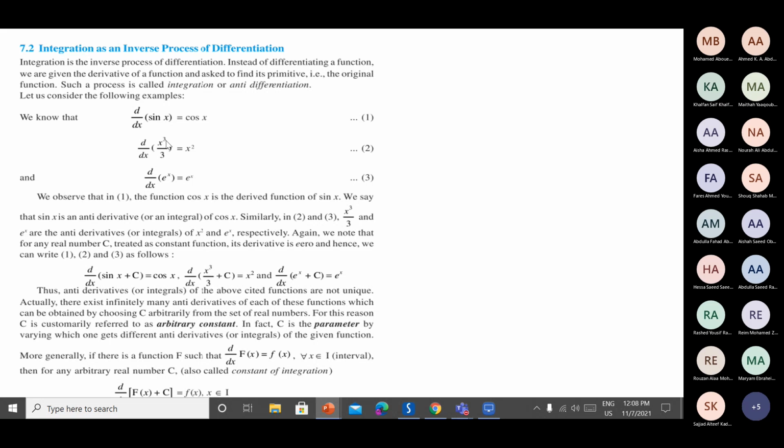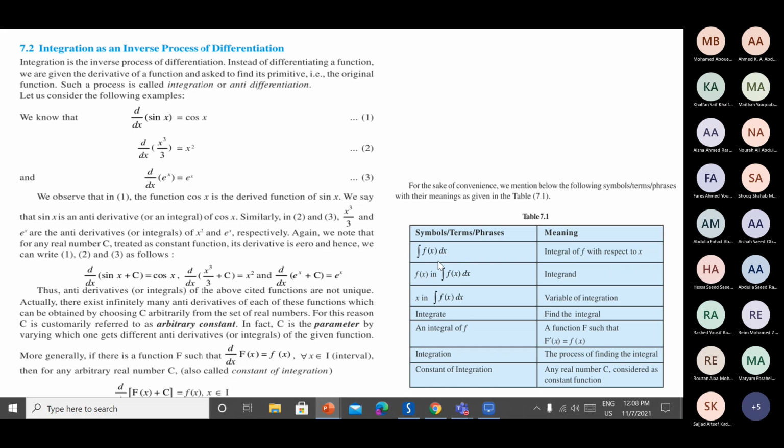So the derivative of x cubed over 3 is x squared, and the integration of x squared will be x cubed over 3. So you add 1 to the power and divide by the new power. We know the derivative of e to the x is e to the x. So the integration of e to the x is e to the x, right? So this is the first way of doing integration, as the inverse process of the derivative, and we call it the antiderivative. Okay.